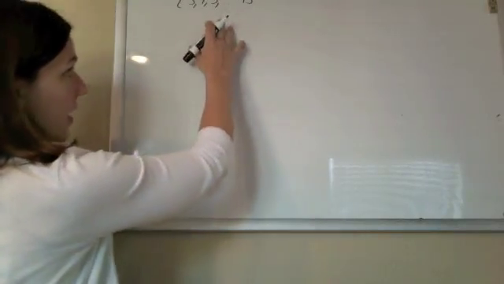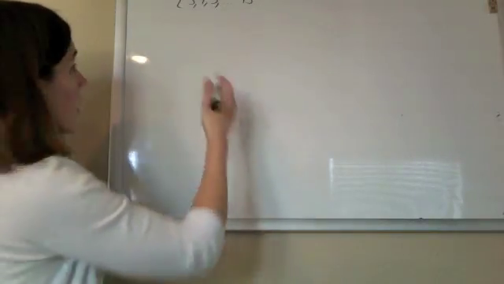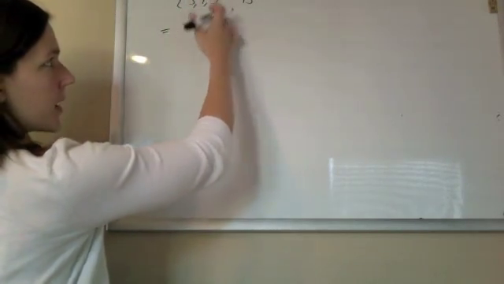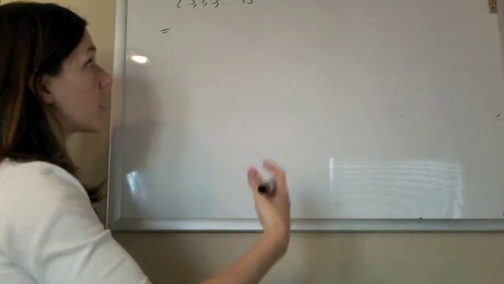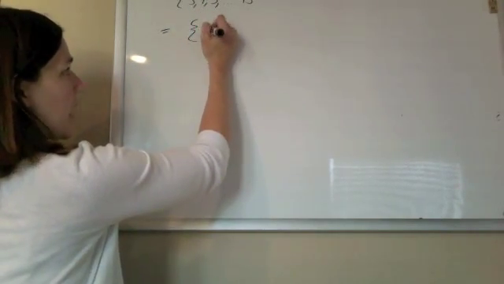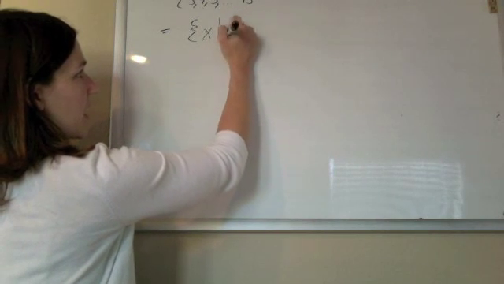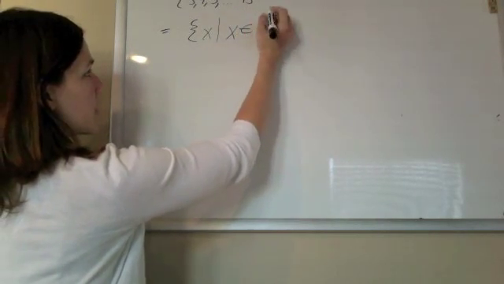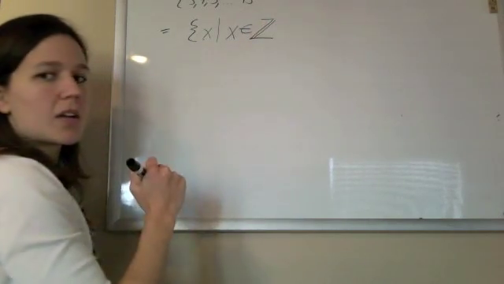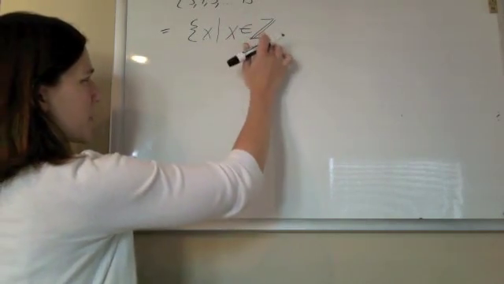So they want this guy in set builder notation. So we're just going to say, we notice that it's 3, 4, 5, 6, 7, 8, 9. So all of those are integers. So we're going to say that it's the set of all x such that x is an element of the integers. So integers represented by that big Z.